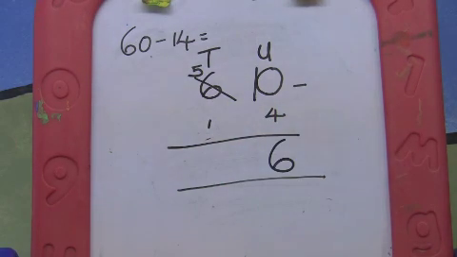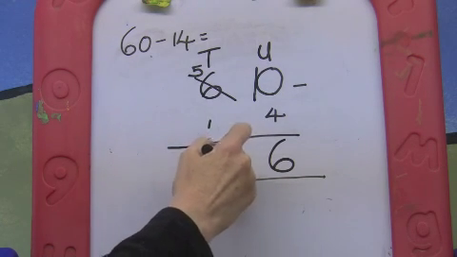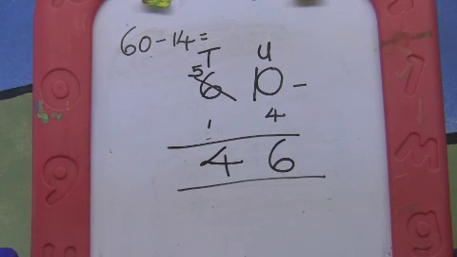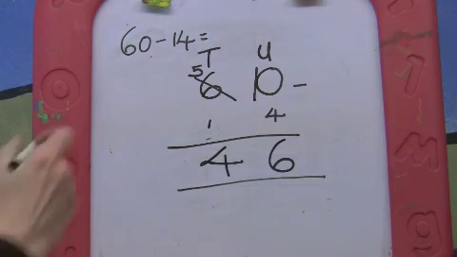Over to the tens. I did have 6, but now I've got 5. Take away 1, which is 4. The answer is 4 tens and 6 units. 46.